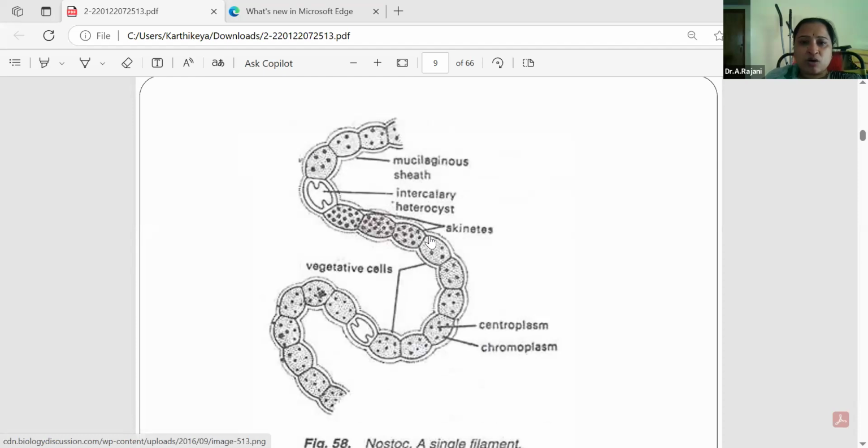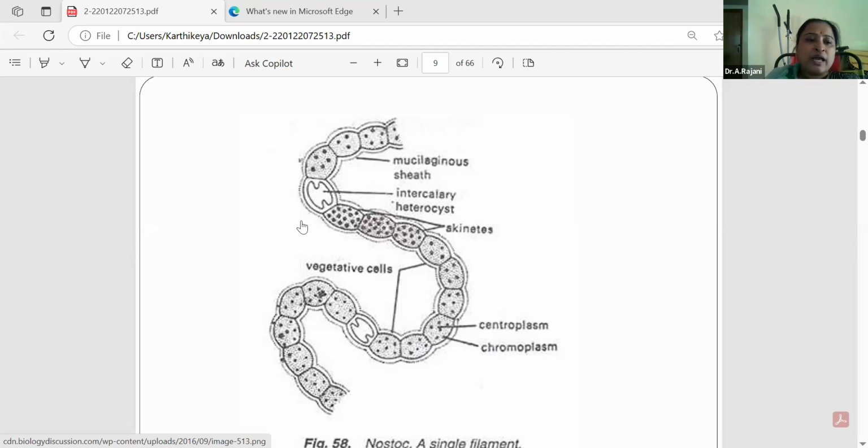See, this is the NOSTOC filament. In one filament, this part is called the heterocyst. This is a very simple type of study, NOSTOC, Anabaena. The main important characters here are the heterocyst and akinetes. Heterocyst means a spherical, cylindrical, colorless, empty cell. There is no filling material present, only empty cells. These empty cells are called heterocysts.